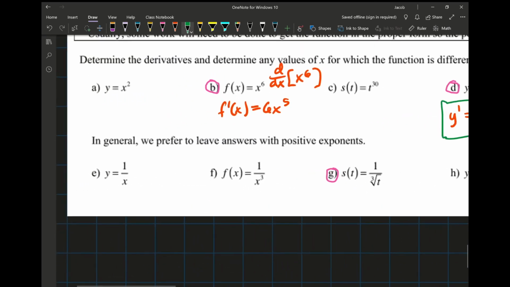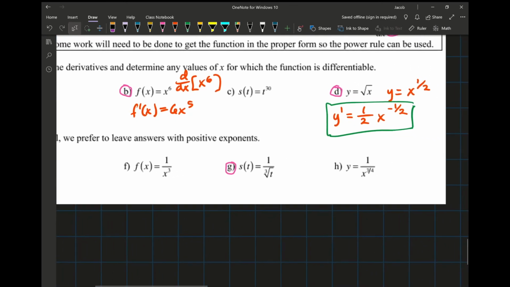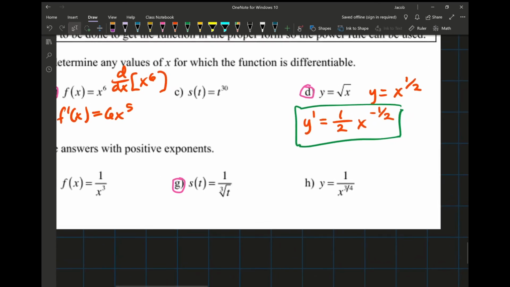Now, this is a separate example because we like to leave positive exponents in our answers. And what you also notice is we didn't do that for d. However, to rewrite this one, we'd have to move x to the denominator with a 1/2 power, and that's also not very helpful. So actually, this is our best form when we were working with this power rule.